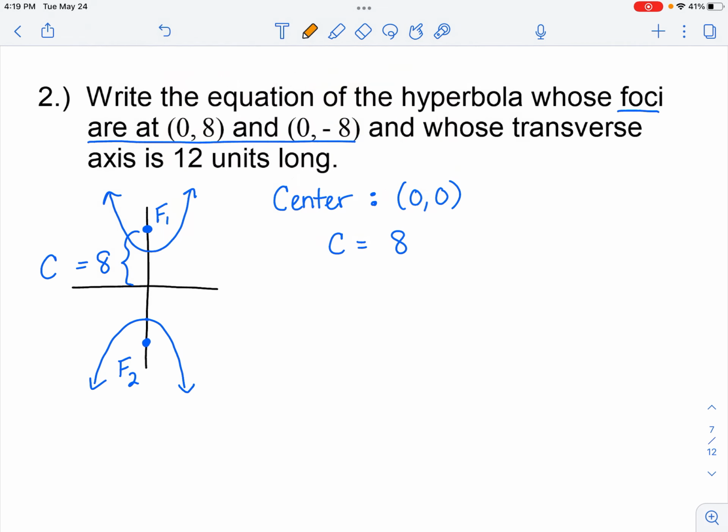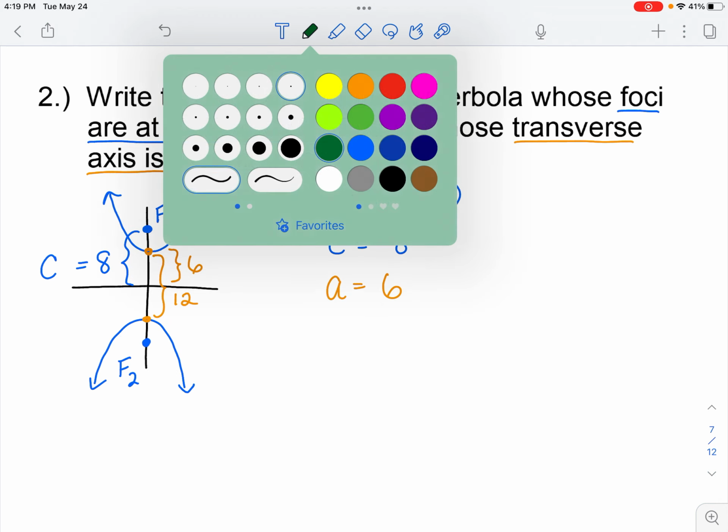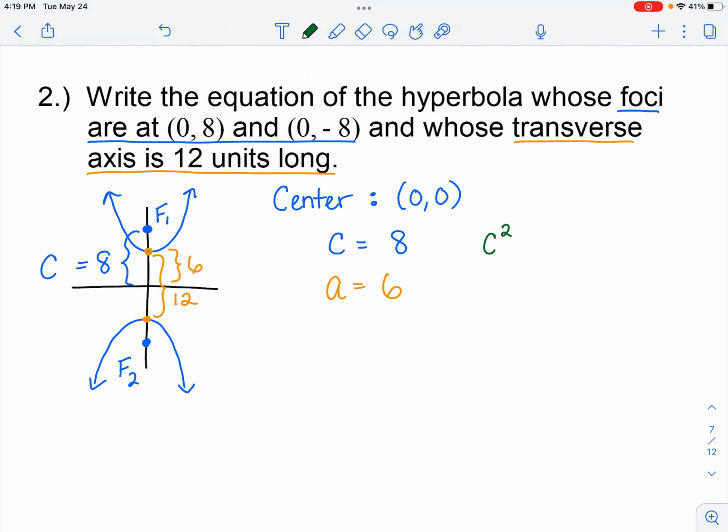All right, now I have another piece of information here. The transverse axis is 12 units long. So between one vertex and the other vertex is a total of 12 units, which means this smaller distance is 6 units. So that tells me that a has to equal 6. Well, if I know a and I know c, I must be able to find b. So now I have c squared equals a squared plus b squared.